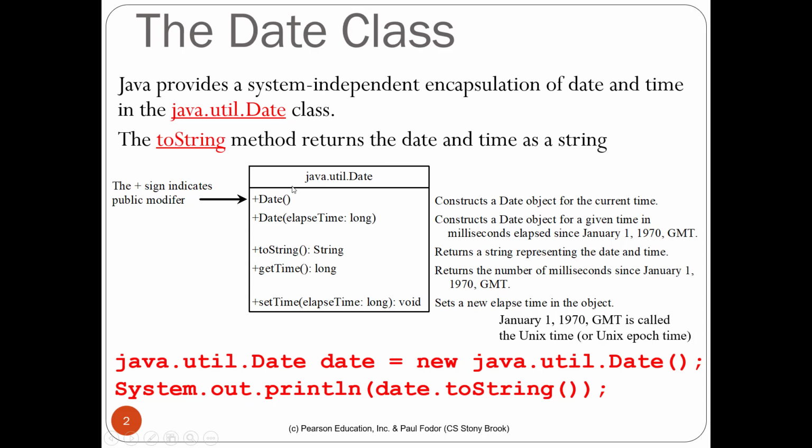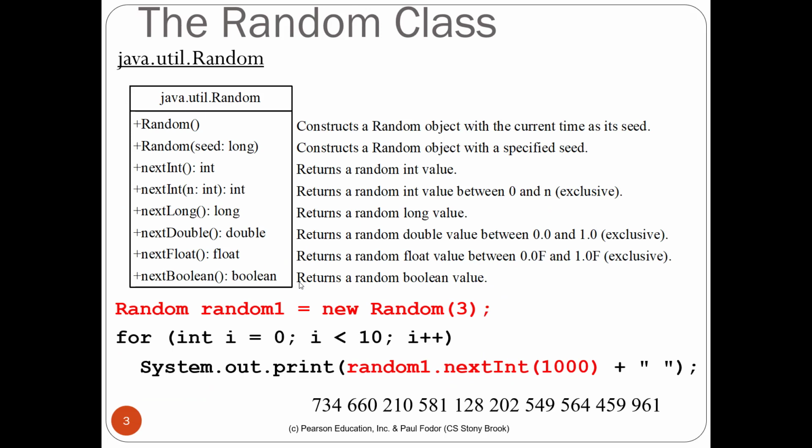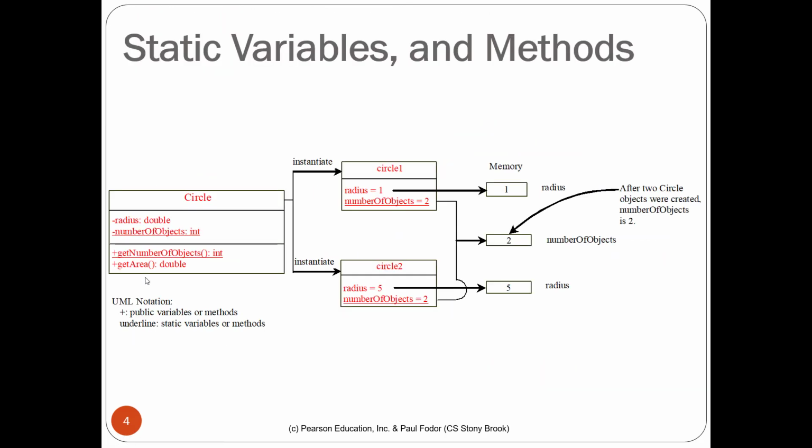So these are constructors. This is a constructor, this is a constructor. toString is also a public method, right? So wherever you have a public method, you should put a plus sign before it, and this plus sign means it's public. Here also all the methods that we have are public, so we have a plus before them. Right here you should see the difference: the data members, which are radius and number of objects, have been made private.